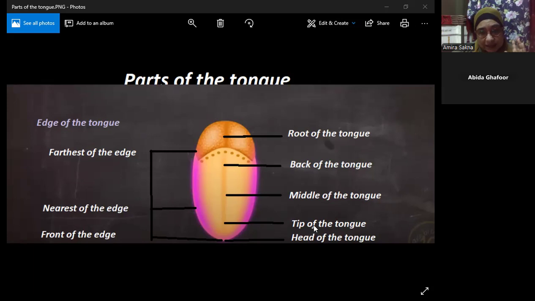Tip of the tongue, it is this area. This is the tip of the tongue. Not this, this is the head. We are talking about the tip. Okay, this is the tip. This is the first one I would like you to remember. This is the tip which we are going to use.